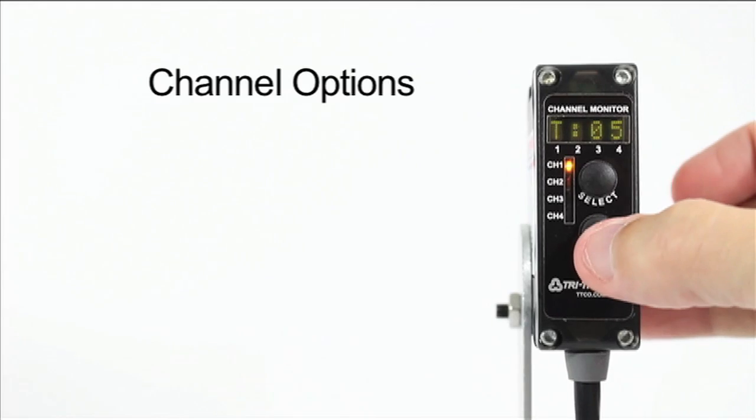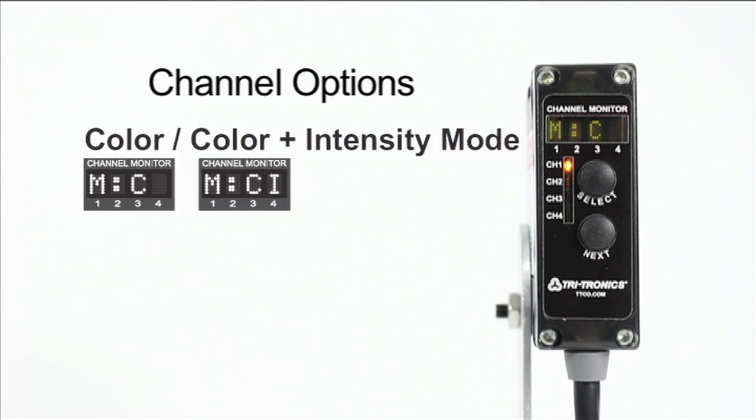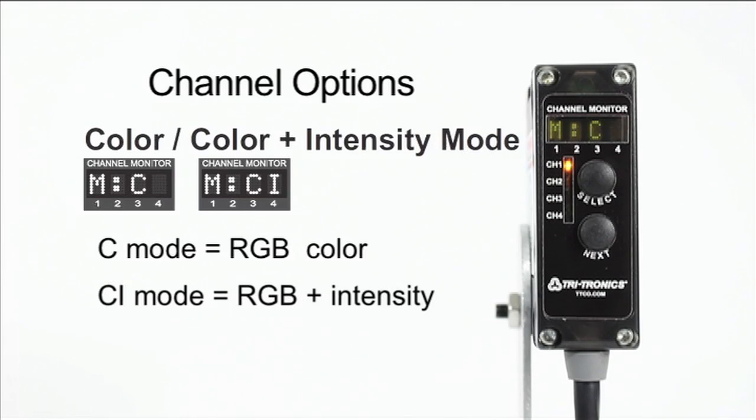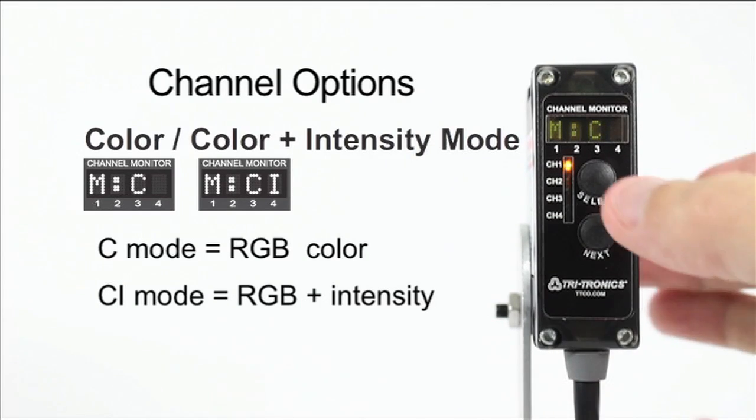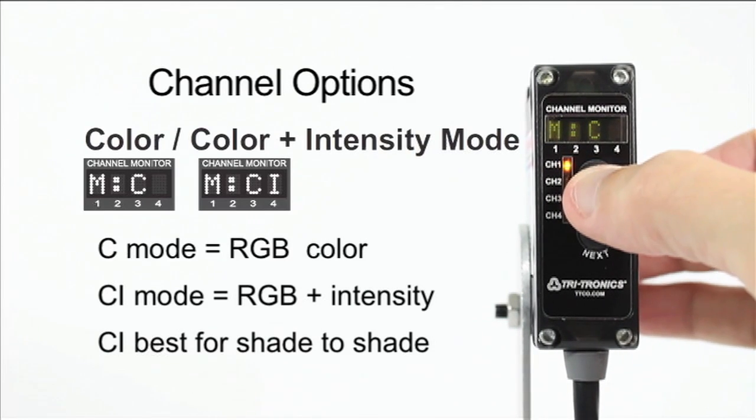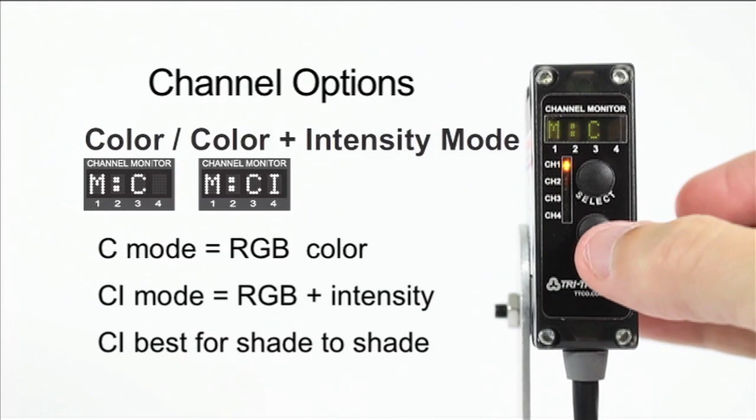Press Next to advance to the next option, Color or Color and Intensity mode. In color mode, the sensor is looking at the RGB content of the target color. In color and intensity mode, the sensor brings a powerful intensity factor into the calculation in addition to the RGB content. Color and intensity mode can be very useful in differentiating between various shades of a color. Pressing Select toggles between color and color intensity mode.